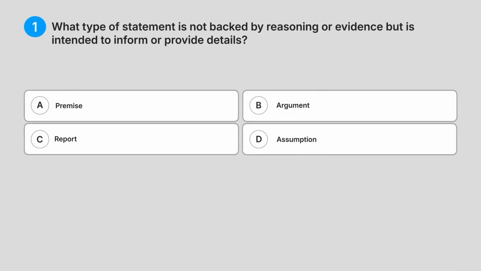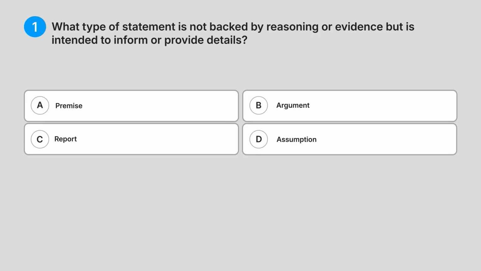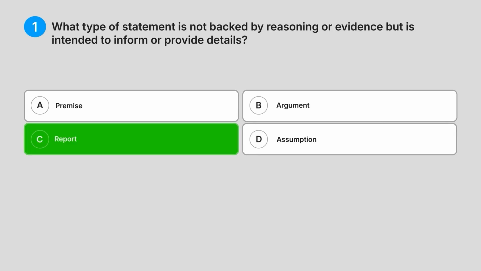1. What type of statement is not backed by reasoning or evidence, but is intended to inform or provide details? A. Premise. B. Argument. C. Report. D. Assumption. Can you guess the answer? Correct answer, C. Report.